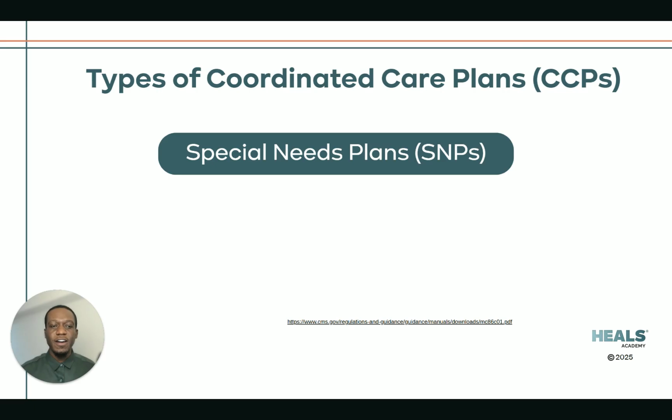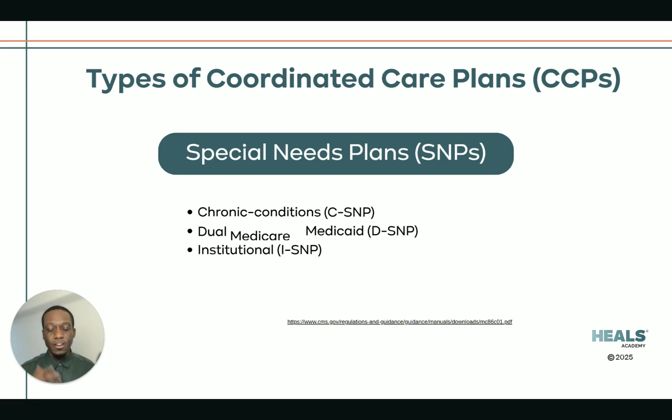The last part of the CCPs are the special needs plans, which are SNPs. There are three main areas of the special needs plans. There is a chronic conditions SNP, a dual SNP, which is D-SNP, and then there is I-SNP, which is institutional SNP. The SNP plans are for special needs, as it says. These are special populations that are required to enroll in these specific coordinated care plans.